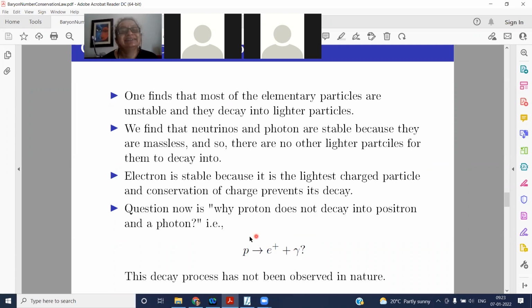Spin of half h-bar, photon. Supriya, what is the angular momentum of the photon? Half h-bar, ma'am.